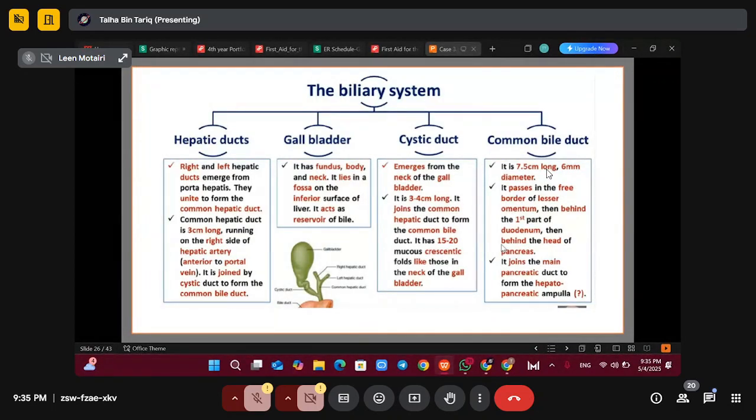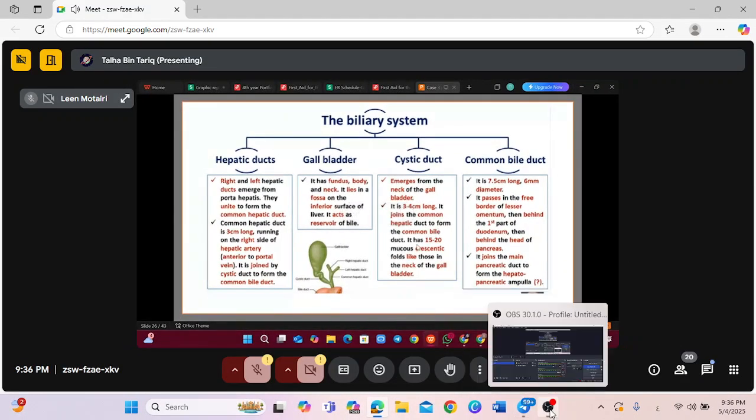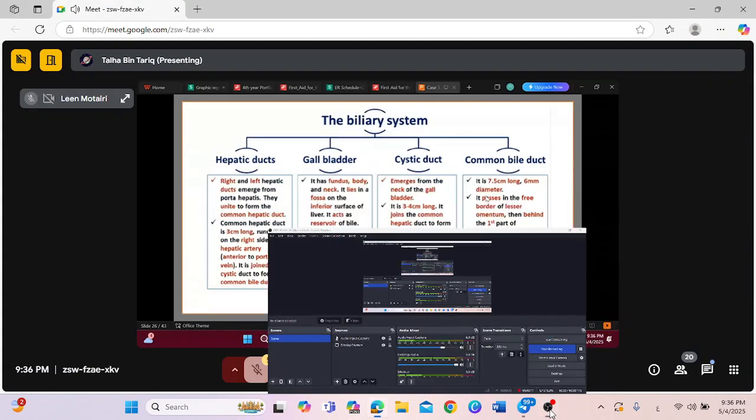Then regarding the gallbladder, we know it has a fundus, a body, and a neck, which I will show you in the next picture, and it lies in the fossa on the inferior surface of the liver. So it's at the inferior portion of the liver, or you can say behind the liver and inferiorly located, and it acts as a reservoir of bile. So the liver is making the bile, and the gallbladder is storing the bile. Then you have the cystic duct. The cystic duct is the duct coming from the gallbladder, and it is also 3 to 4 centimeters long. It usually joins the common hepatic duct to form the common bile duct.